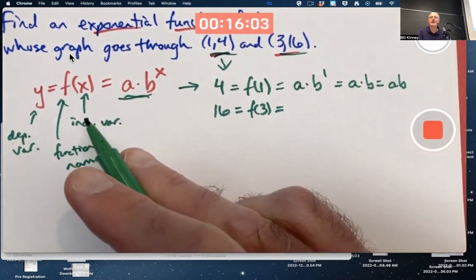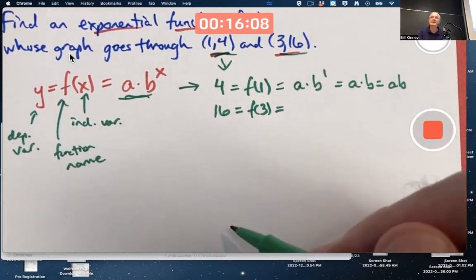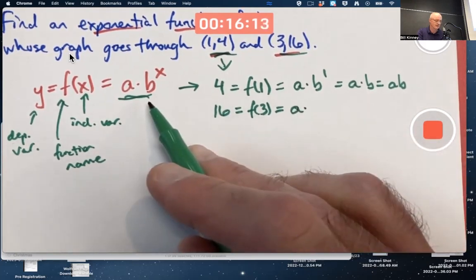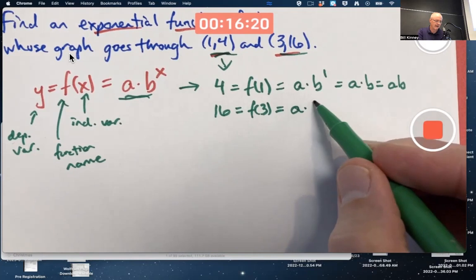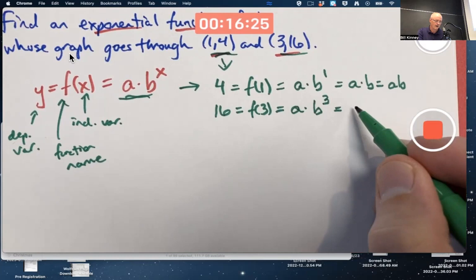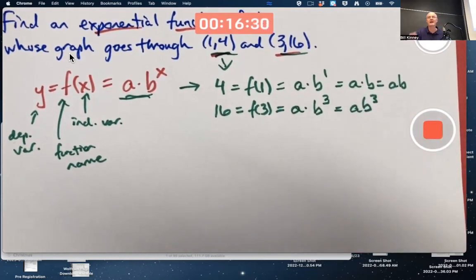When the input is 3, the independent variable is the input, the output, the dependent variable, will be 16. The formula tells you how to find the output y when you know x. We know x is 3, we plug in x equals 3 and get this. I could write AB cubed. It's understood when you write AB cubed without a dot that it's a multiplication. A times B cubed. That's understood.